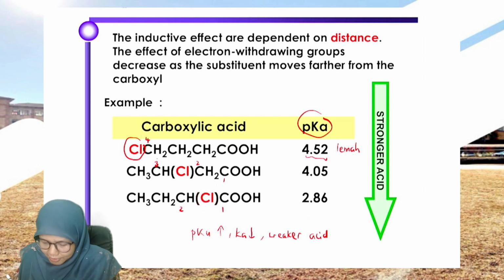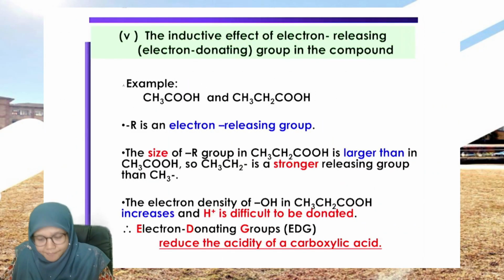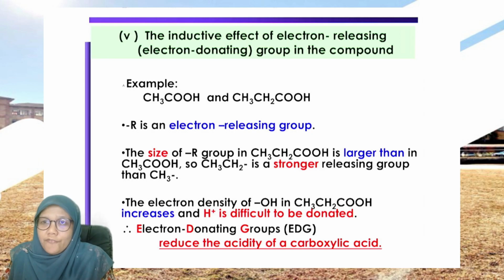So, yang EWG dekat dengan carboxyl group okay, adalah stronger acid compared to carboxylic acid yang ada EWG group tapi position EWG group jauh daripada carboxyl group. Okay, so remember kalau pKa tinggi ni maksudnya weaker acid. Okay, so lihat kat sini lah. Okay, ini pKa rendah, stronger acid. Alright. Okay, faktor yang berikutnya, the inductive effect of electron releasing group ataupun electron donating group.